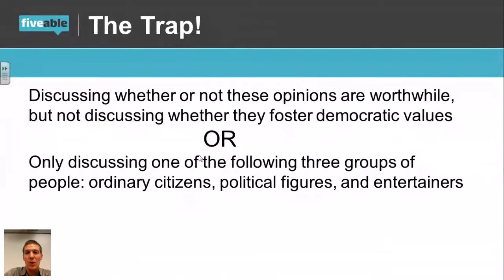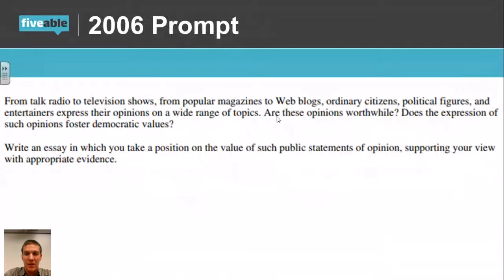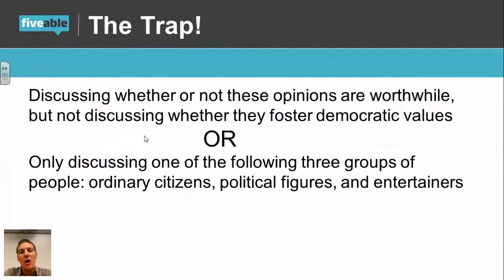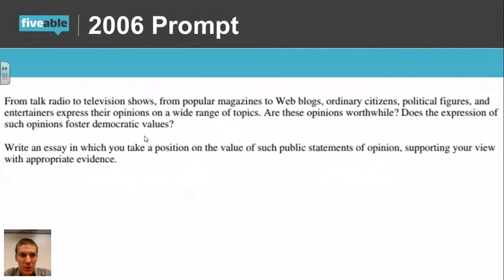Remember, that is one of the key questions here. Does the expression of such opinions foster democratic values? And here's the second trap. Writers only discuss one of the following 3 groups of people: ordinary citizens, political figures, and entertainers. Let's go back and look at how they were used.